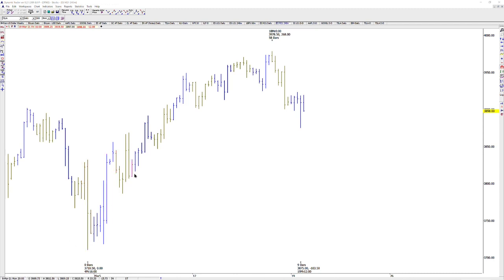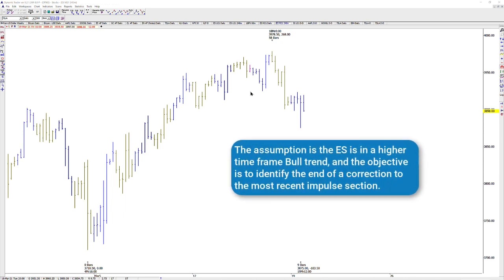Well, let's assume that we're in an impulse trend. This section is certainly impulsive, and we'll assume that we believe the market's in a higher time frame bull trend, and we're looking to identify the end of a correction in order to position on the side of the higher time frame bullish trend, which should eventually continue to a new high.